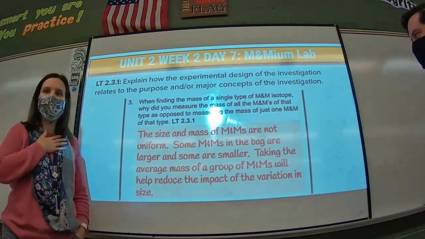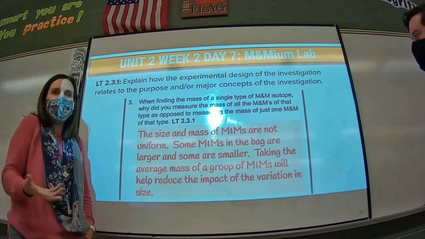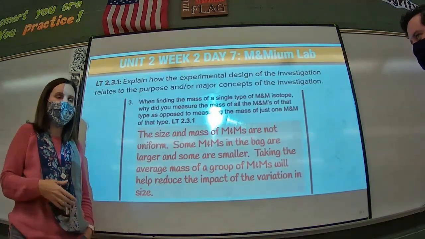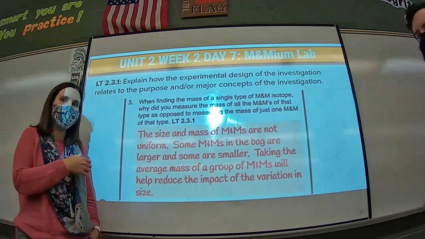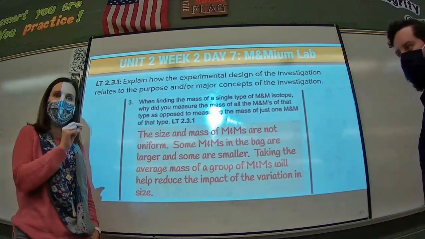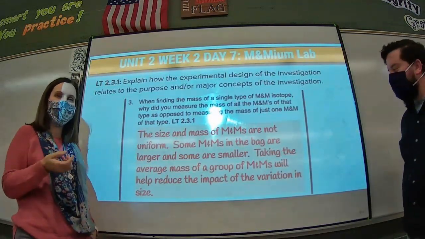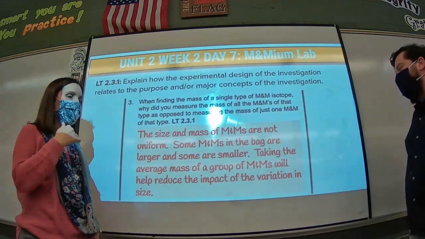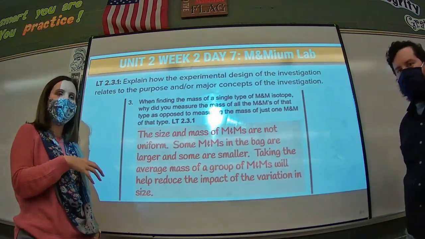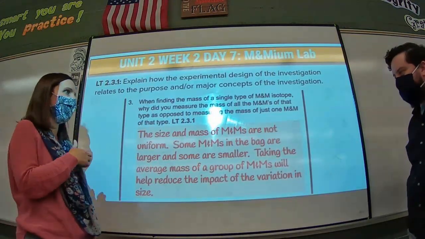So the whole reason that we did that is there's variation in size to each variety of our M&Ms, right? So caramel M&Ms are a different size from pretzel, but even within the type, there's variation. Not all of the caramel M&Ms are the same size. Not all of the pretzel M&Ms are the same size. So by taking them as a group, you can eliminate some of that error from the variation of size.